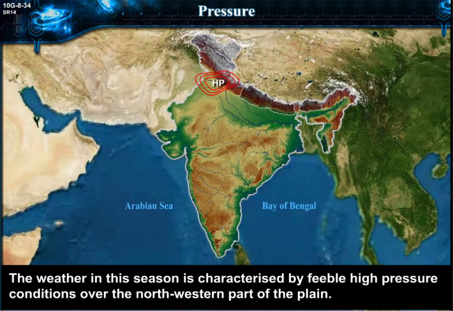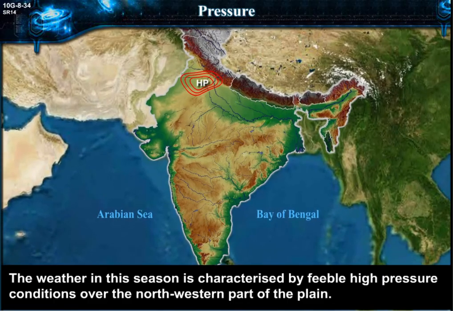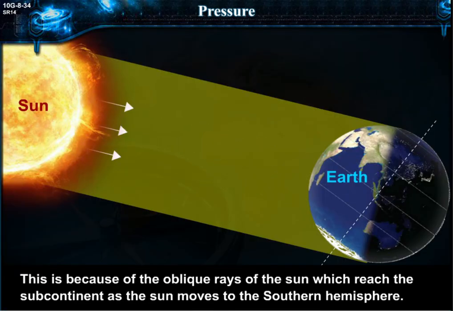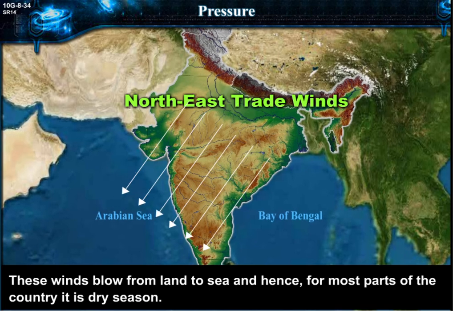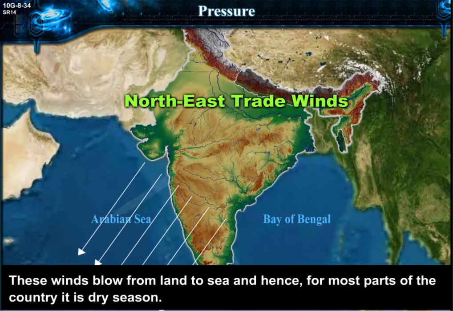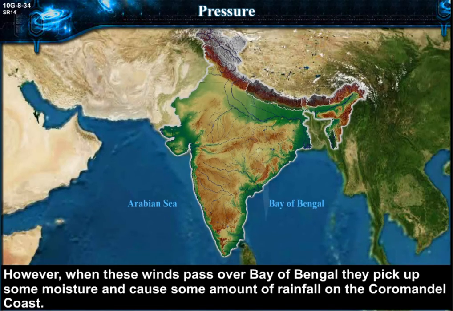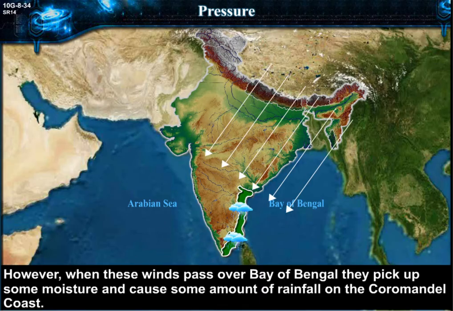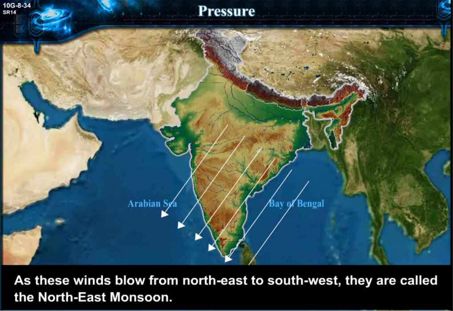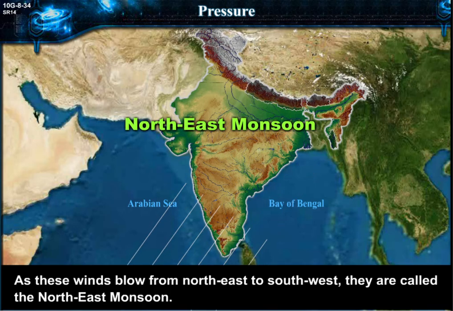Pressure. The weather in this season is characterized by feeble high pressure conditions over the northwestern part of the plain. This is because of the oblique rays of the sun which reach the subcontinent as the sun moves to the southern hemisphere. During this season, the northeast trade winds prevail over the country. These winds blow from land to sea, and hence, for most parts of the country, it is a dry season. However, when these winds pass over Bay of Bengal, they pick up some moisture and cause some amount of rainfall on the Coromandel coast. As these winds blow from northeast to southwest, they are called the northeast monsoon.